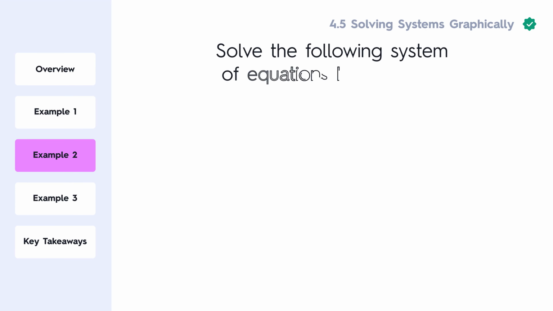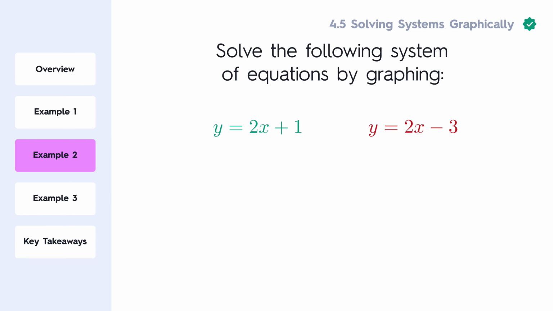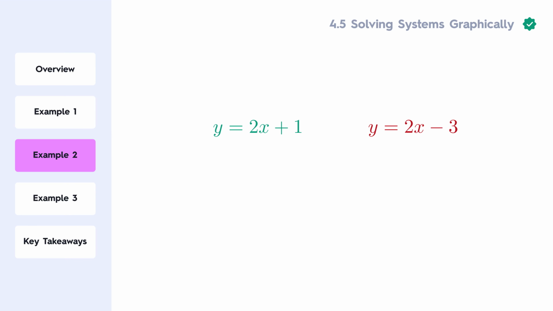Let's move on to the second example. Solve the following system of equations by graphing: y = 2x + 1 and y = 2x - 3. Let's start by identifying the slope and y-intercept of each line. Both equations are already in slope-intercept form.